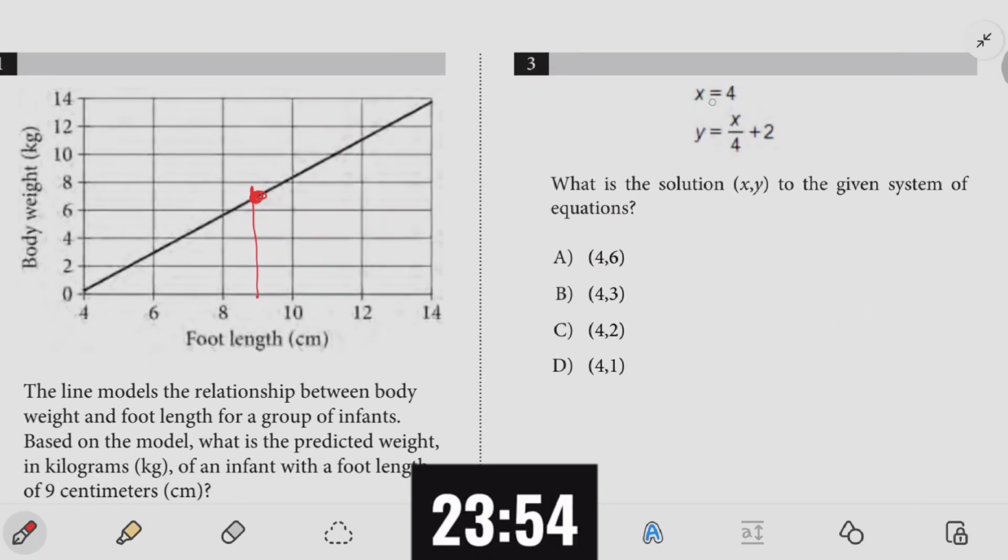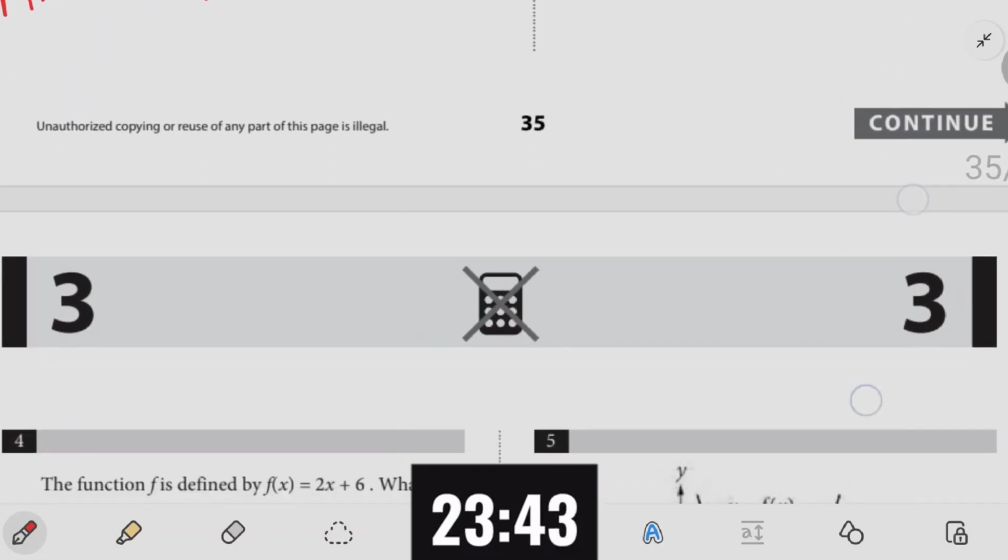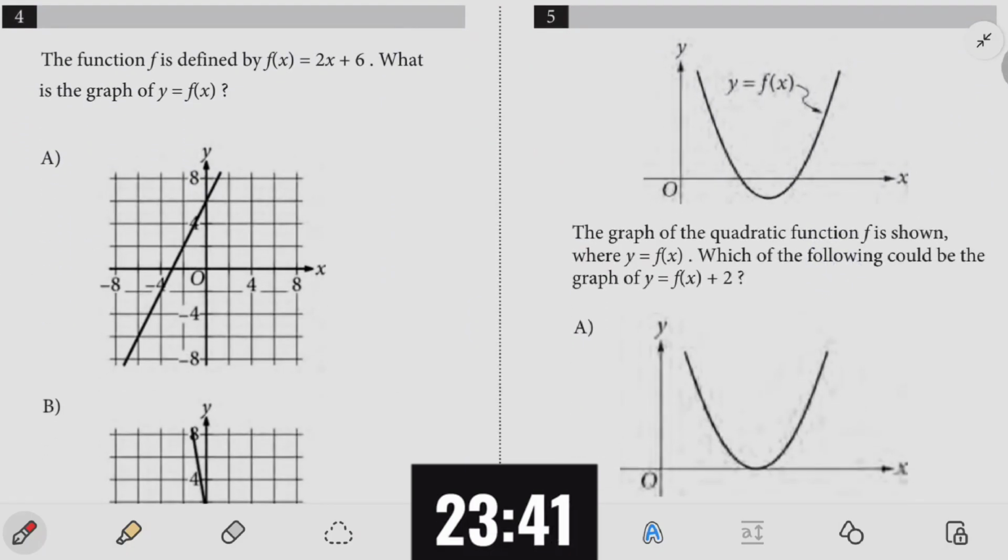What is the solution? That's easy. If we know x is 4 and we know y is that, we plug x right here, we get y equals 3. So we get 4, 3. Because we know x is 4, we plug in 4 here, that's 1 plus 2, yeah. Pretty simple.